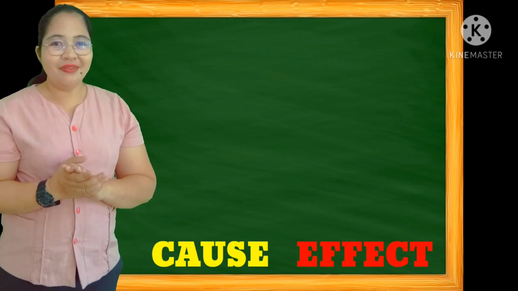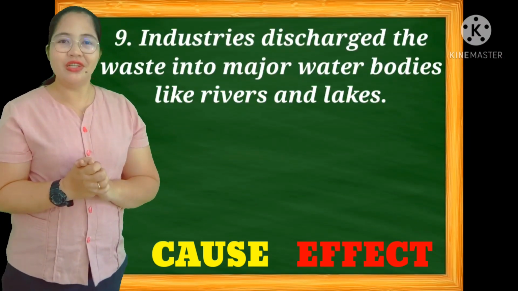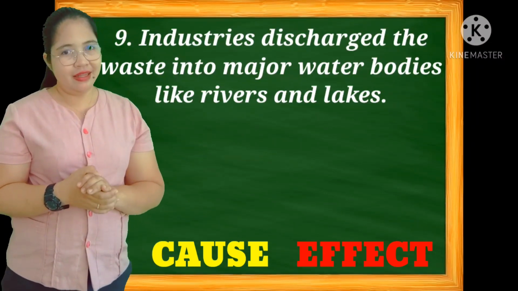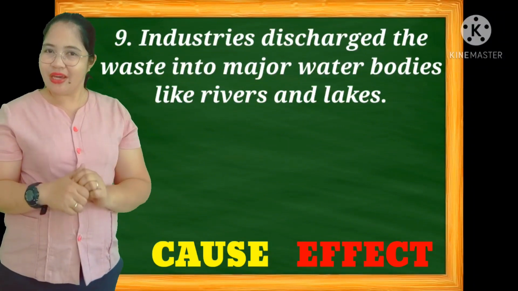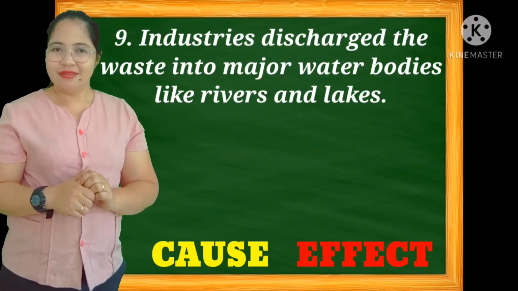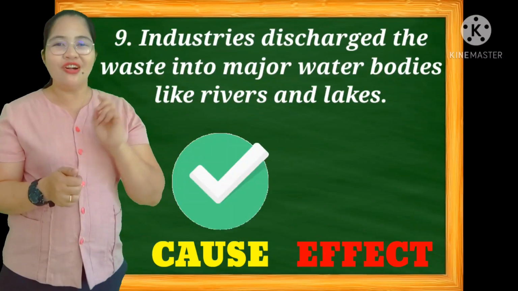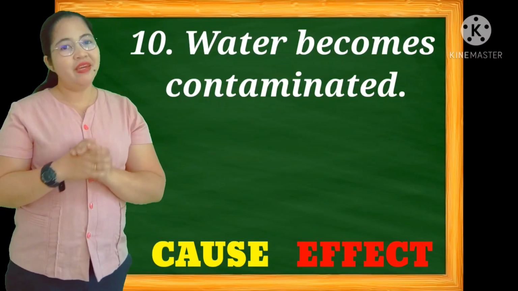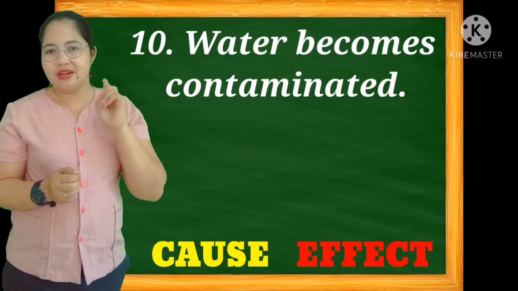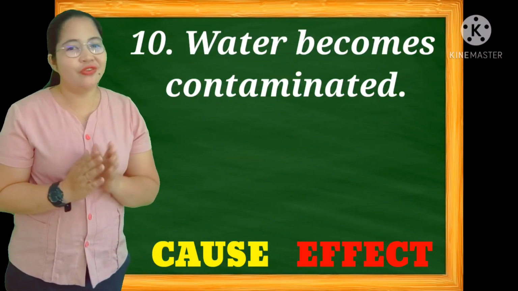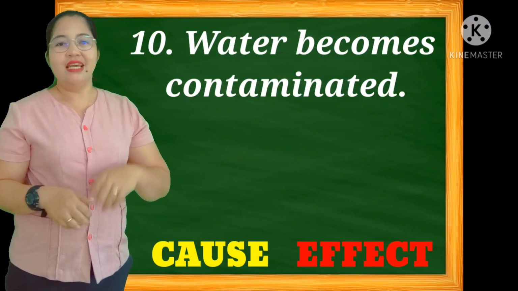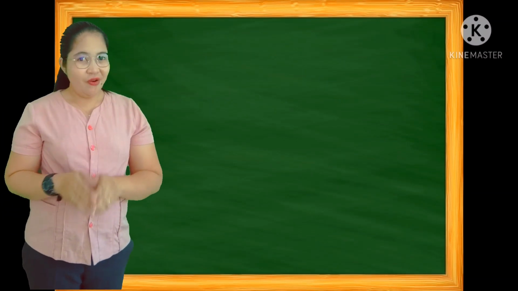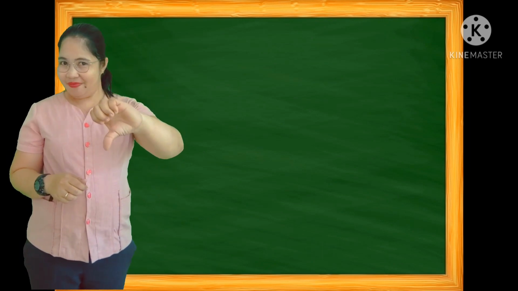Very good. Number 9. Industries discharge the waste into the major water bodies like rivers and lakes. It is a cause or effect. The answer is cause. Very good. Then, the last number. Water becomes contaminated. It is a cause or effect. What is your answer? The answer is effect. Very good.